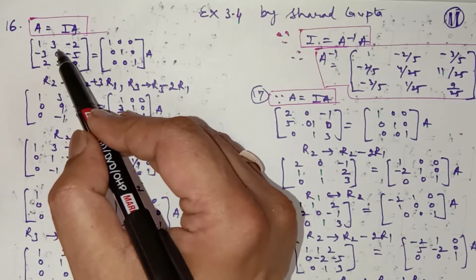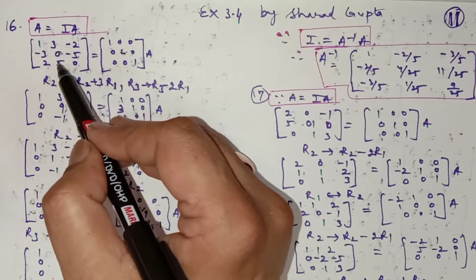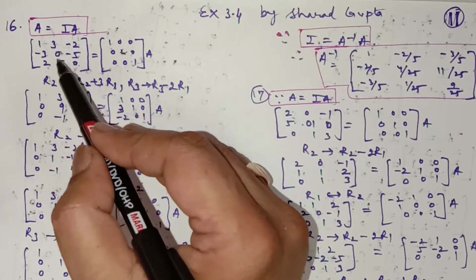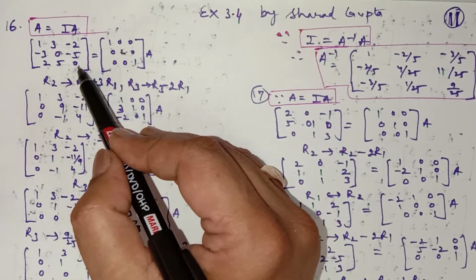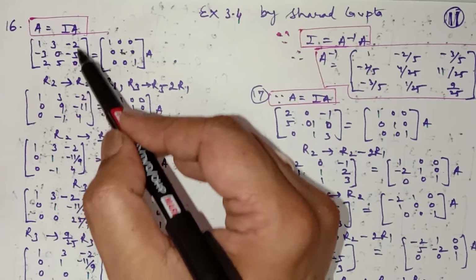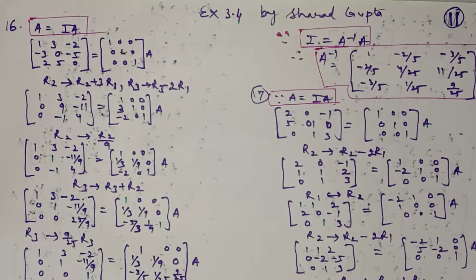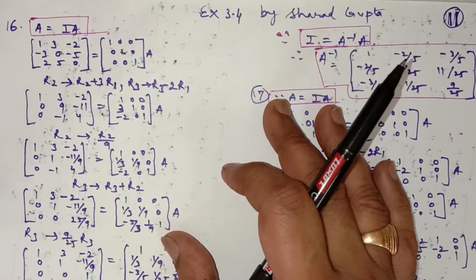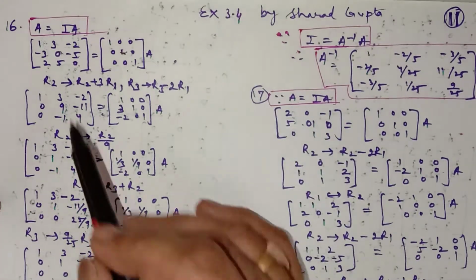In the fourth step you convert this element, A22, to 1. Then you make these two elements, A12 and A32, 0. After that you convert A33 to 1, and then make the other two elements 0. If you use this method, you will get the minimum number of steps to find the inverse of a 3 by 3 matrix by the elementary transformation method.